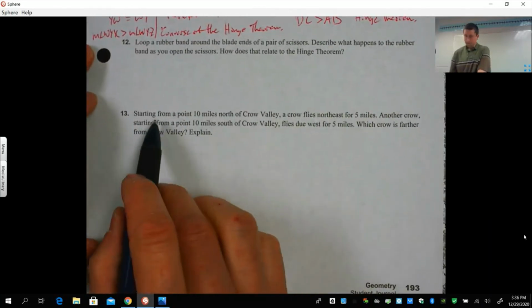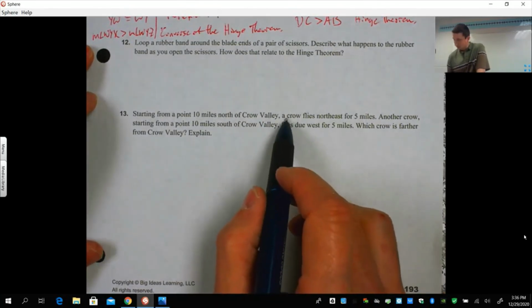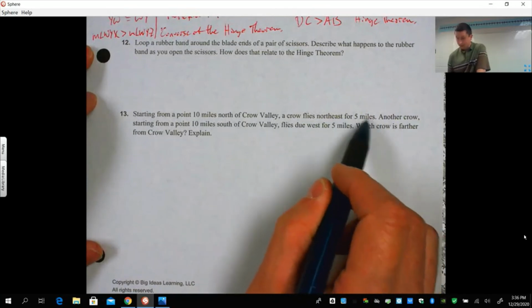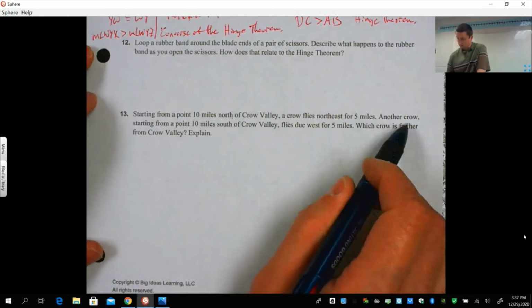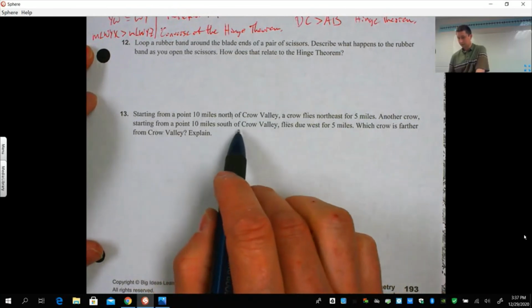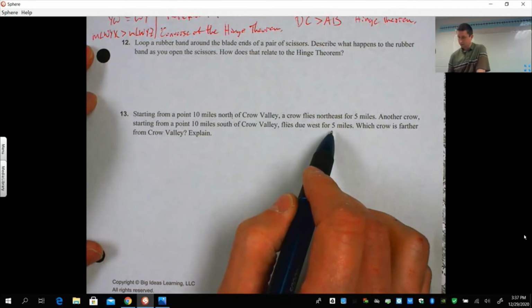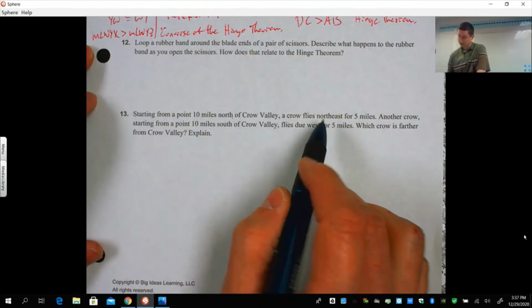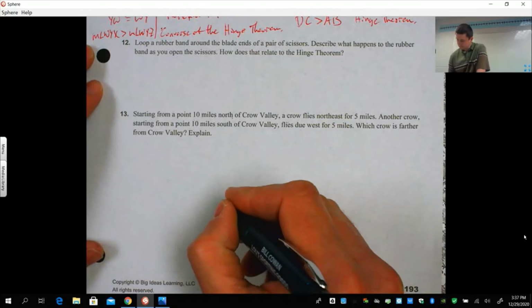Okay, starting from a point 10 miles north of Crow Valley, a crow flies northeast for 5 miles. Another crow, starting from a point 10 miles south of Crow Valley, flies due west for 5 miles. Which crow is farther from Crow Valley, and explain?